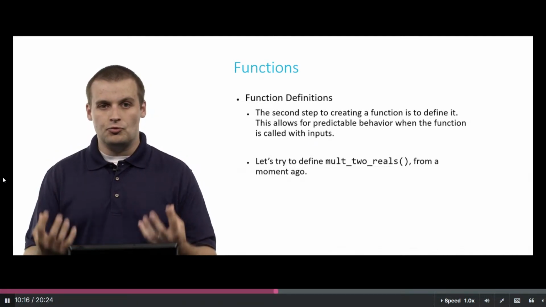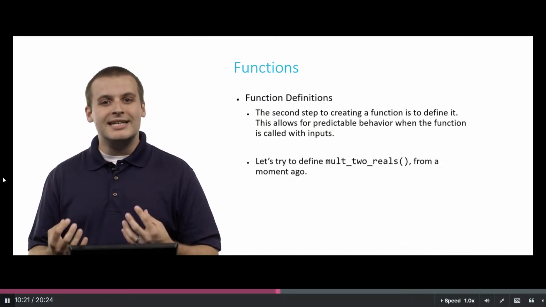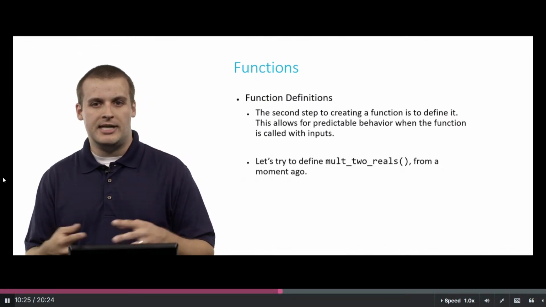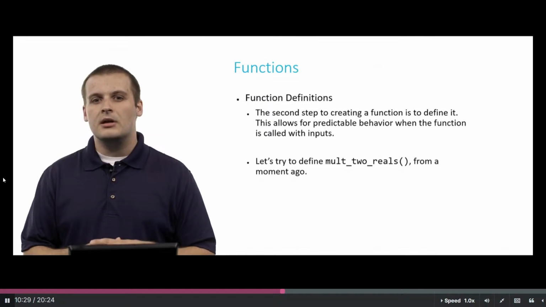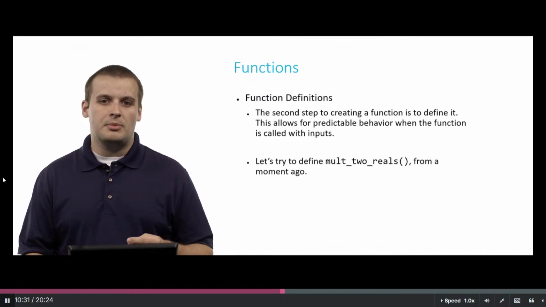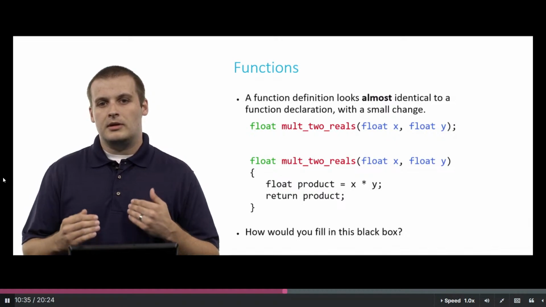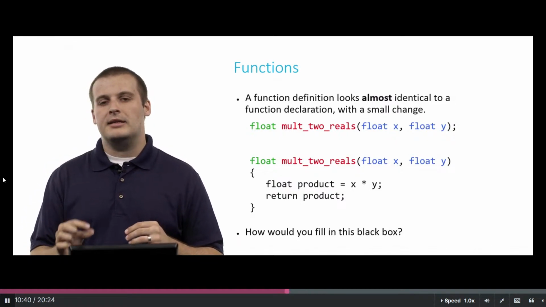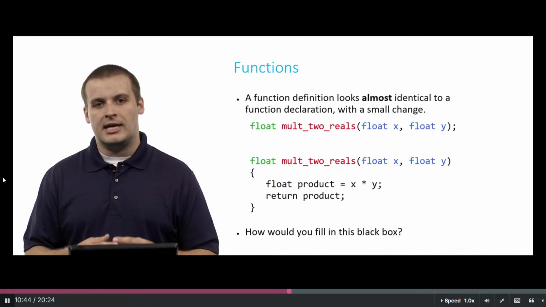Now let's actually write that function. Let's give it a definition so that inside the black box, predictable behavior is happening. And in fact, we are multiplying two real numbers together or adding numbers together or doing whatever it is that we asked our function to do. So let's try and define mult2reals, which we just talked about a second ago. Now, the beginning of a function definition looks almost exactly the same as a function declaration, and I have both of them here. At the top is the function declaration.